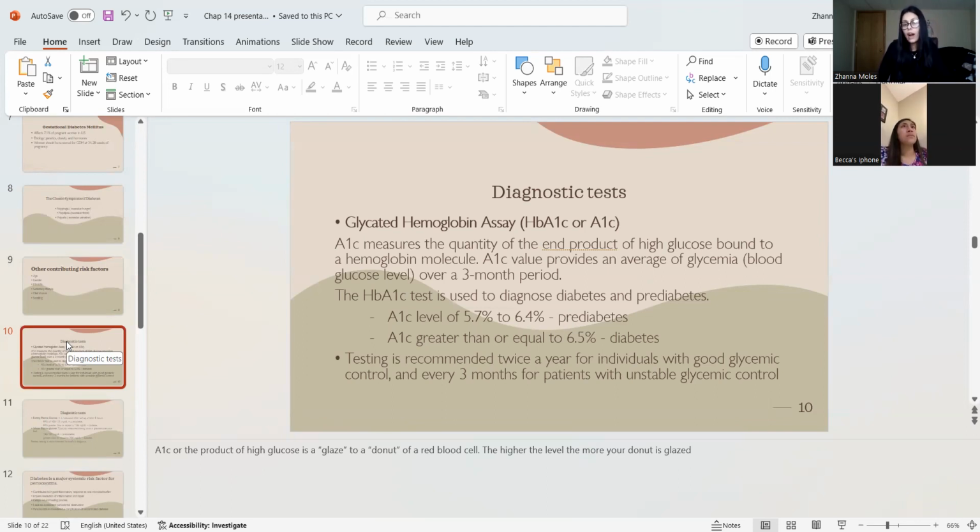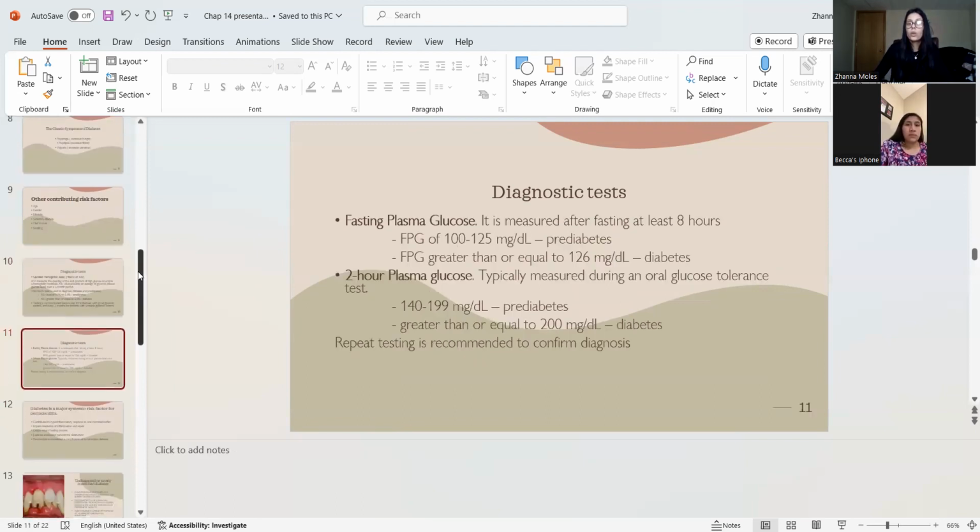So the HbA1c test is used to diagnose diabetes and prediabetes. An A1c level of 5.7% to 6.4% results in prediabetes. An A1c greater than or equal to 6.5% is considered diabetes. And testing is recommended twice a year for individuals with good glycemic control and every 3 months for patients with unstable glycemic control.